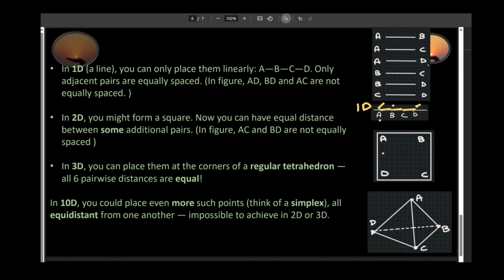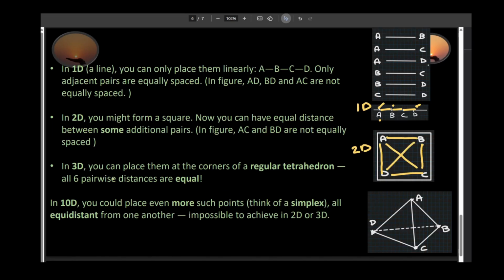Now, how about you put these points in a two-dimensional square? That would be this right here. So in this case, you can see that there are some equal distances between some additional pairs. For example, you can see that AB and AD are equal distance. DC and BC are equal distance. On the other hand, your AC is not the same as AB or AD. Okay, so that's the problem. So AC and BD are not equally spaced with the others.